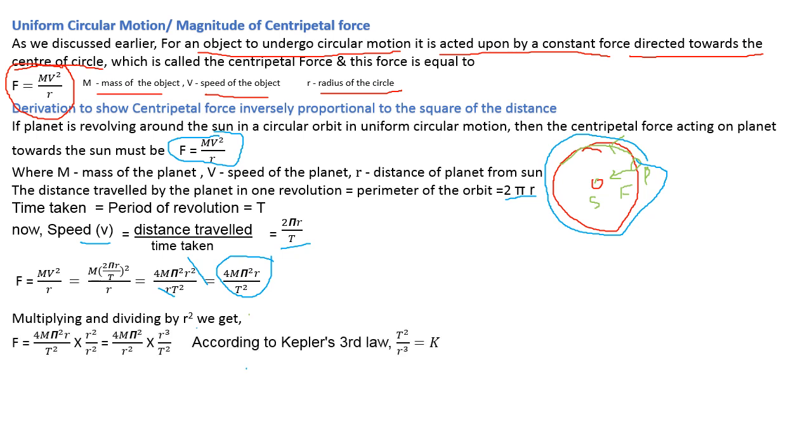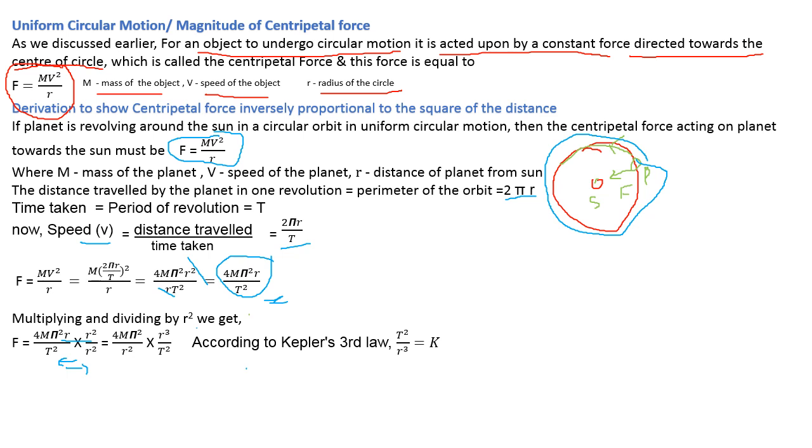So F is equal to 4mπ²r upon T². This part as it is, we have taken 4mπ²r upon T² multiplied by r² and divided by r². So what you will be getting is 4mπ²r into r². This r into r² becomes r³, and this r² will be as it is, so r² upon T². Okay, now here only I have interchanged the places.